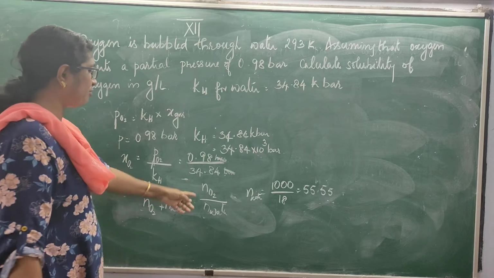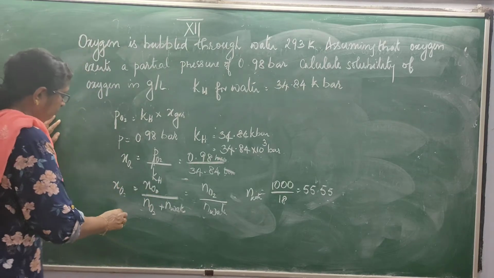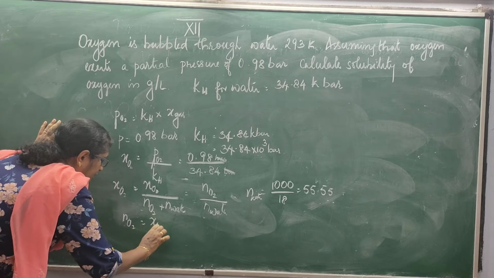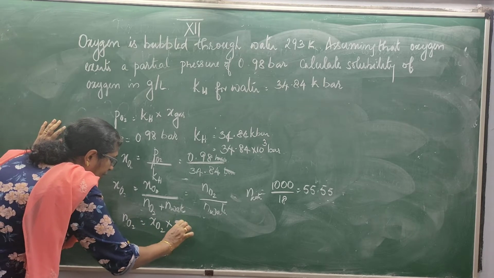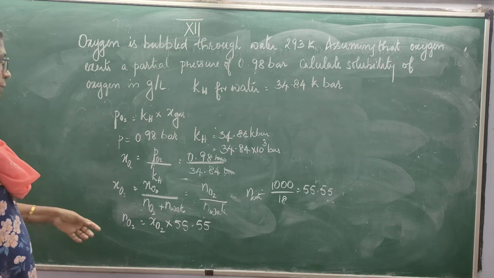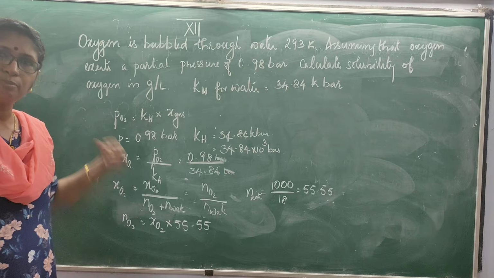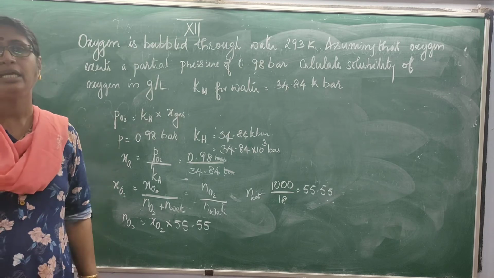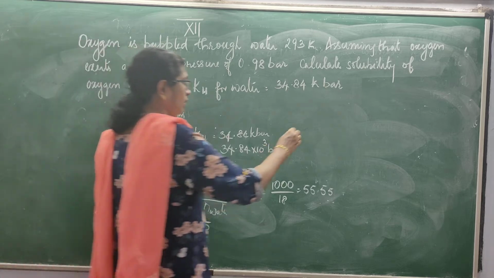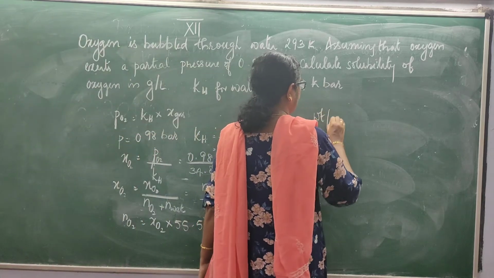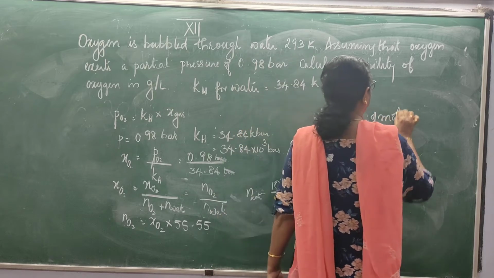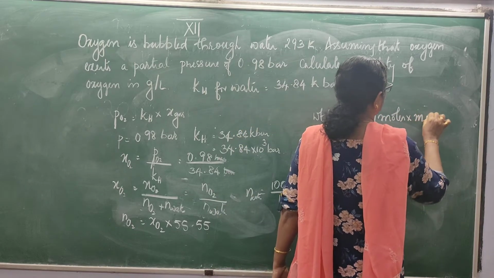Then how do you get number of moles of oxygen? Number of moles of oxygen is equal to mole fraction of oxygen into 55.55. So you can find out number of moles of oxygen. If you know the number of moles of oxygen in 1 liter, you can find out its weight per liter. How? Weight per liter is equal to number of moles into molar mass.